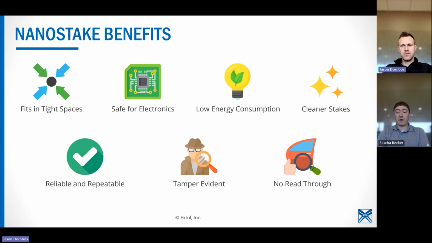Because we're monitoring both heat and position throughout, we're creating a very reliable and repeatable process. As with all staking applications, once your assembly is staked, it's tamper evident because you need to destroy it to get it open. And again, because we're not introducing excess heat, we're putting it where we need to. We're not vibrating or anything like that. We don't get read through on any A surfaces or sensitive surfaces.